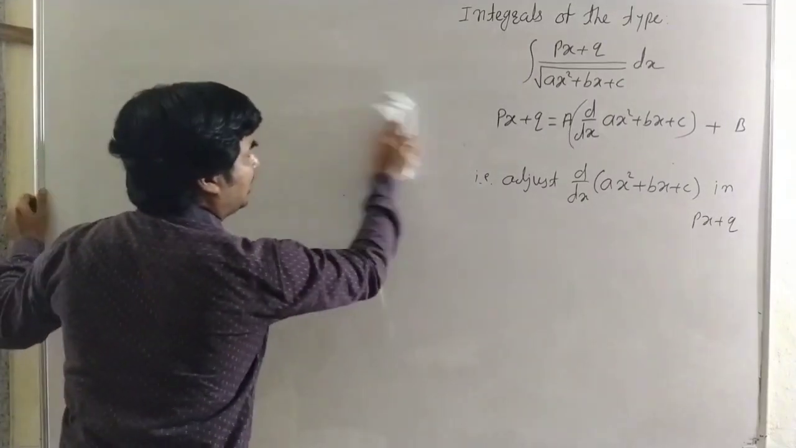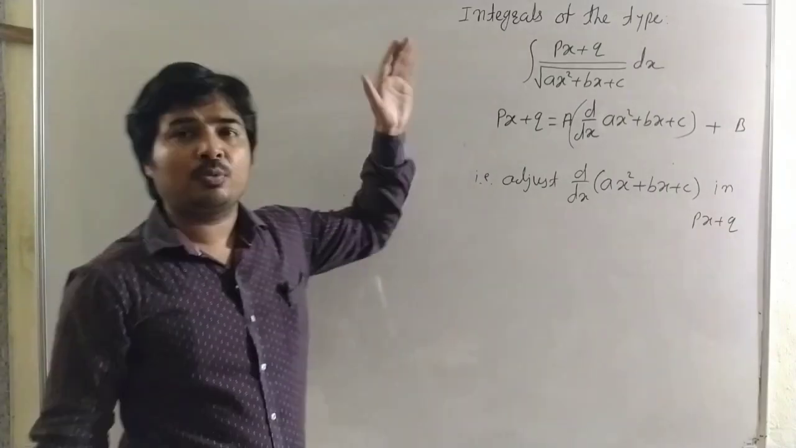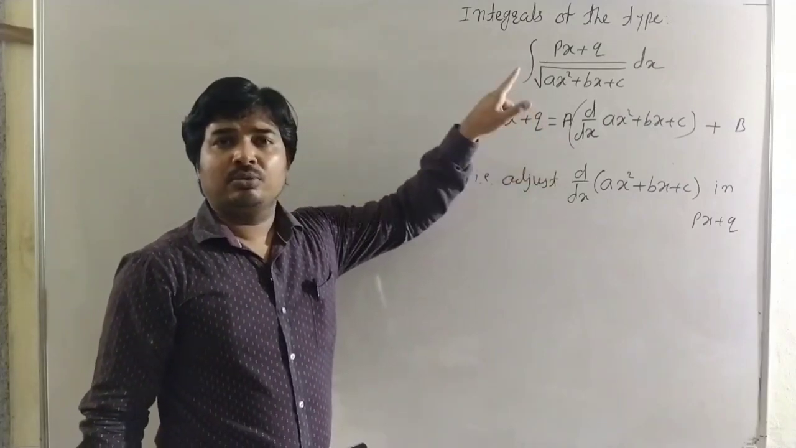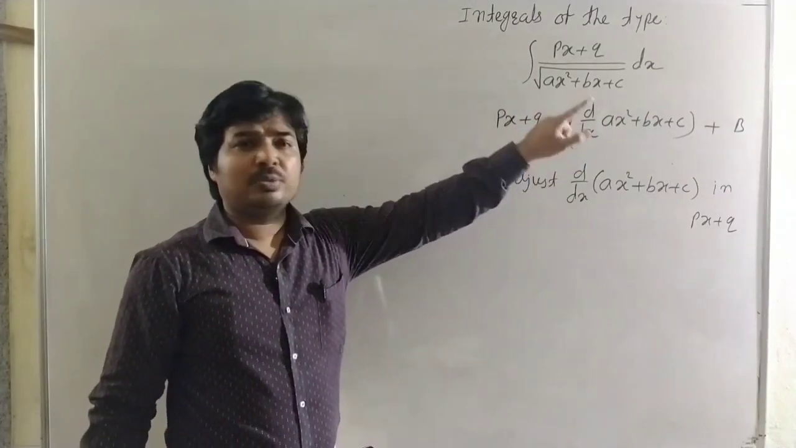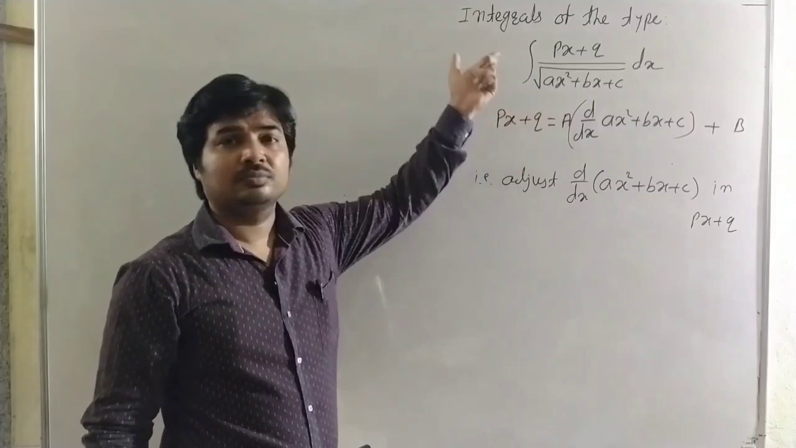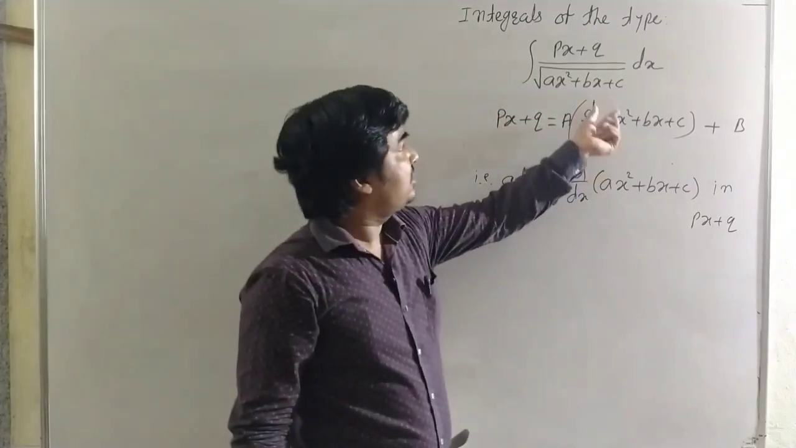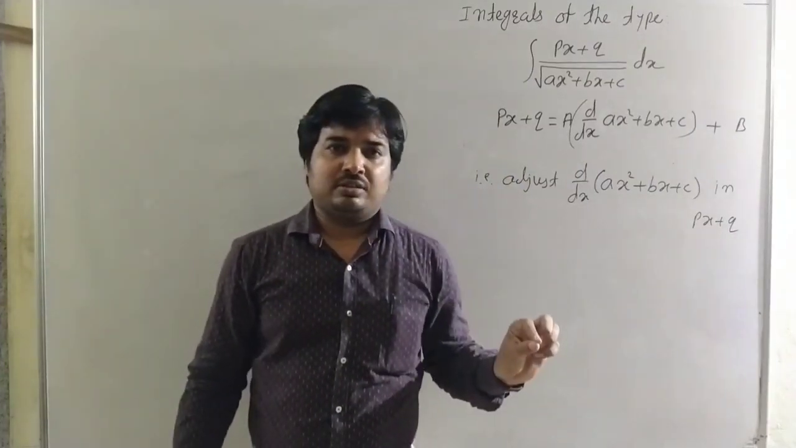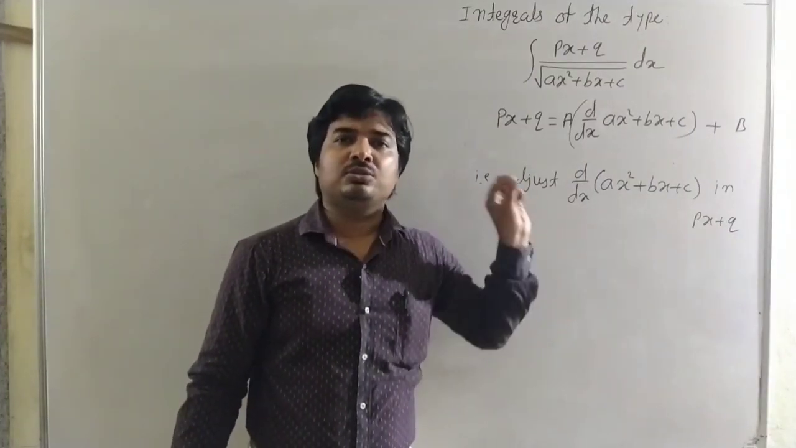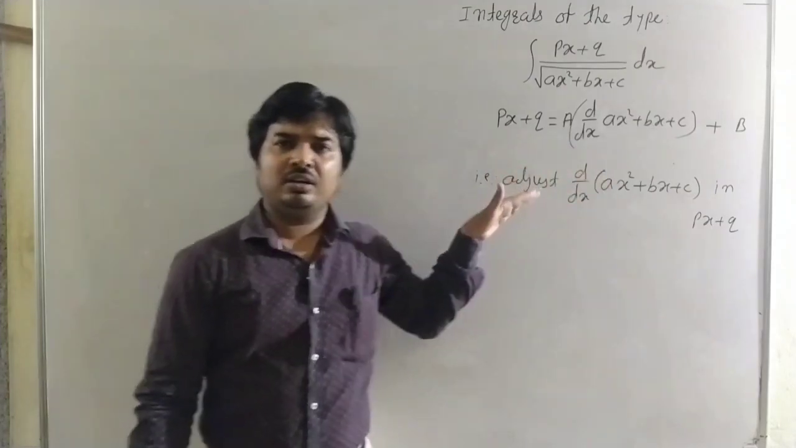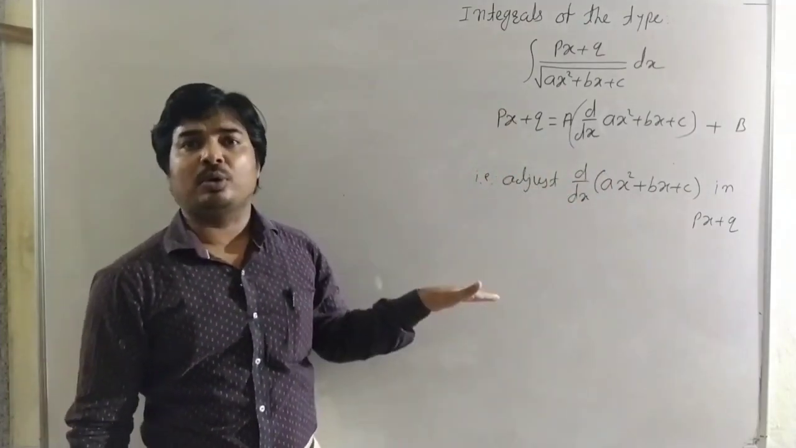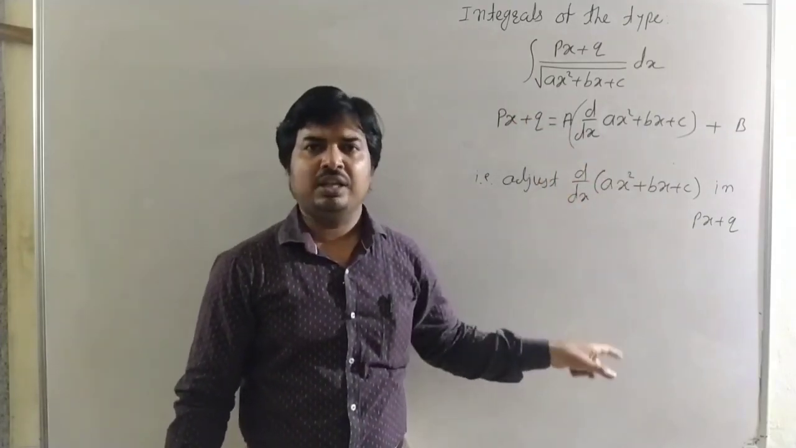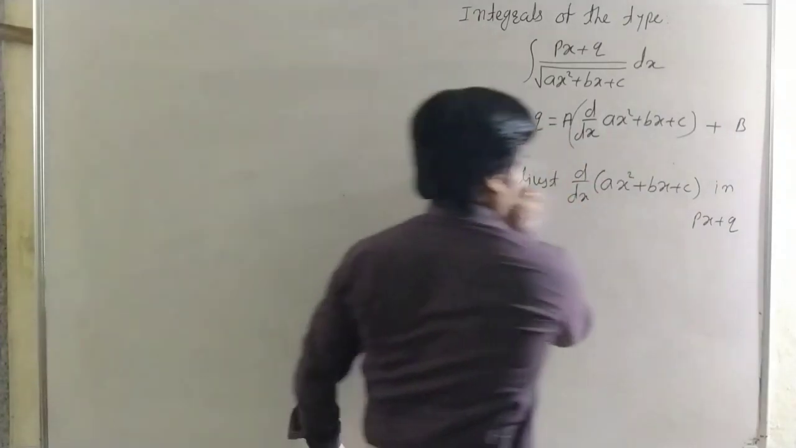Examples: same procedure as the last method, that is, the linear function upon quadratic function. We take the derivative of ax square plus bx plus c, and then we adjust this derivative in the numerator. Then we get two integrals, and we can solve these two integrals separately: one integral in the form of f dash of x upon under root f of x, and one integral in the form of 1 upon quadratic function. Now we can see the example.